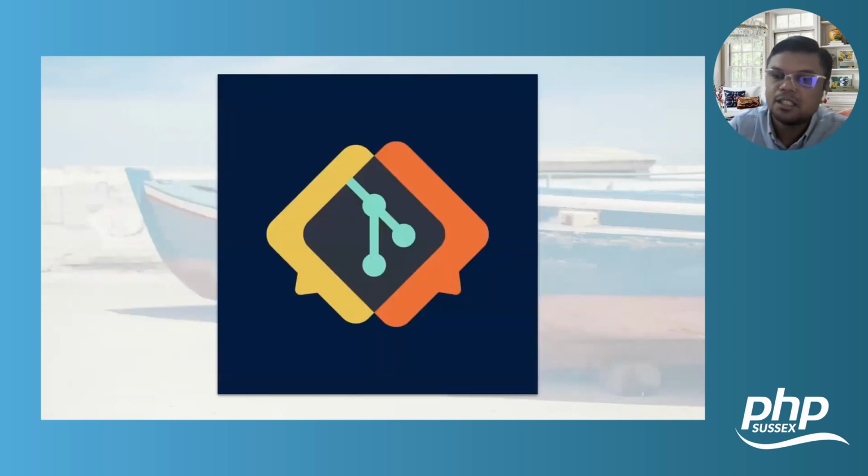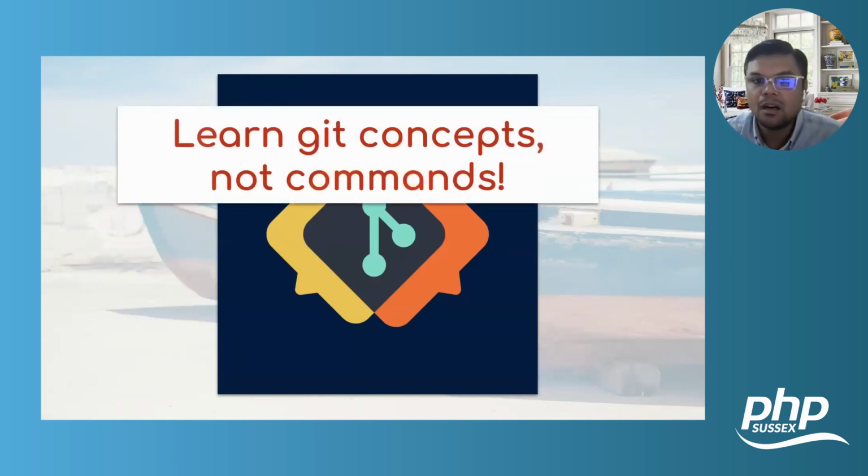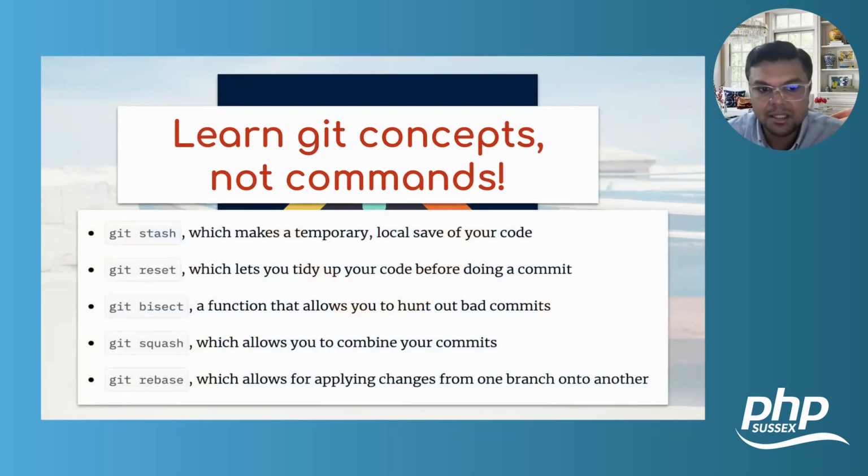Next, version control is very, very important. And I would like to suggest learning Git concepts, not just commands. Everyone can look at commands and understand them, but you need to know the concepts, because only then is it very useful when you are using version control. Some of the Git concepts are stash, reset, bisect, squash, rebase. Nowadays many latest projects utilize this kind of stuff.